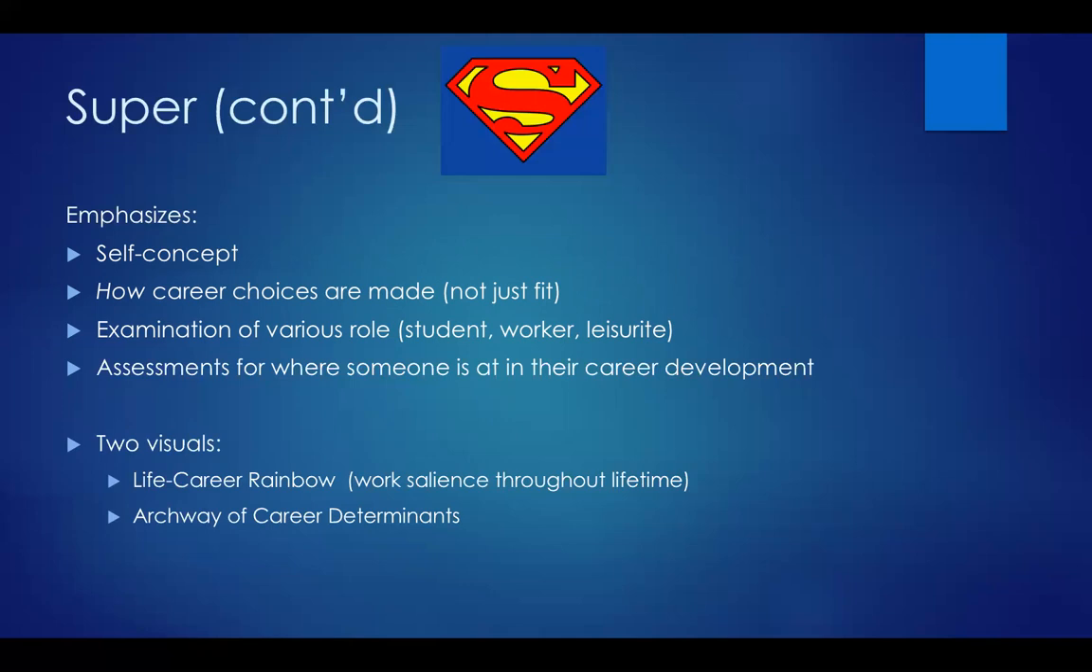And Super developed these two visuals that they talk about in the book. The first is the life career rainbow. And the second is the archway of career determinants. So we'll first talk about the life career rainbow. And this will emphasize how salient or important someone's work is throughout their lifetime.